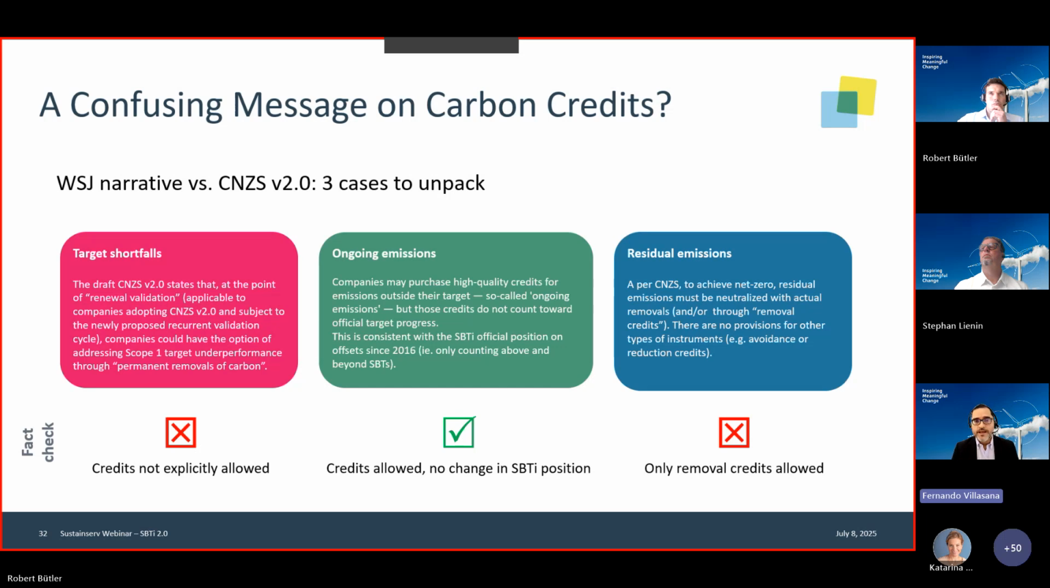The third element to unpack here is that to achieve net zero, residual emissions have to be neutralized with actual removals. And Robert covered three options to do that. One of them is removal credits, but again, there is no room for avoidance or reduction credits here. So fact checking, only removal credits would be allowed. The bottom line here is that these distinctions matter a lot for the sake of transparency and credibility of your target. And that is why it's important to review the standard and criteria very carefully before considering offsets as part of your climate strategy.